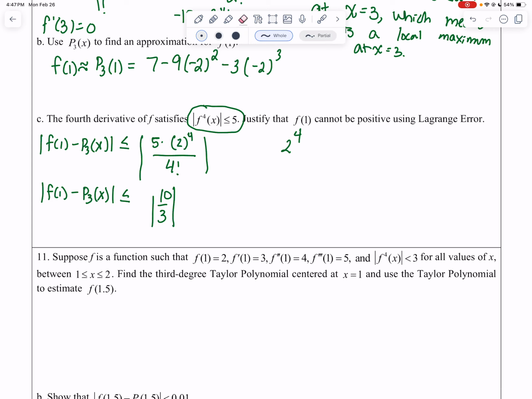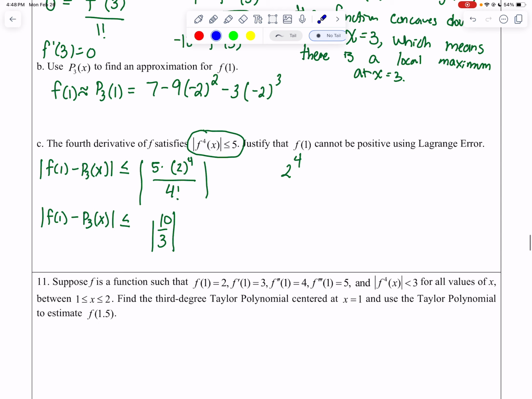All right, now that's not my question. My question says justify that f of 1 cannot be positive using Lagrange. Okay, I have 10 thirds. I have my third degree Taylor polynomial, and I have f of 1. Well, here's the bad news. We actually do need to find the approximation for f of 1 from p sub 3 so that we could plug it in here. The reason why is because I want to find out what f of 1 is, and I want to prove that this can't be positive by using whatever value this is, and then solving that inequality.